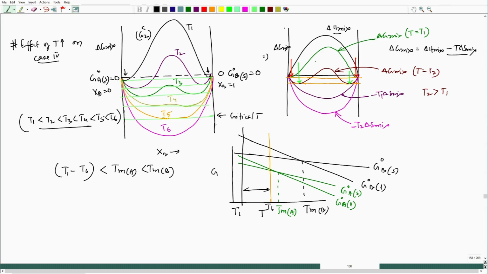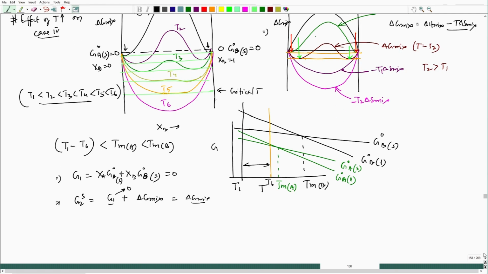And in that case, these lines will be the same as G2 solid, because G1 is equal to X A G A naught plus X B G B naught. Here we are considering solid. So, this should be 0. Then G2 solution is nothing but G1 plus delta G mix. So, this G1 goes to 0, hence this is equal to delta G mix. So, the delta G mix plot is nothing but the solid solution free energy.